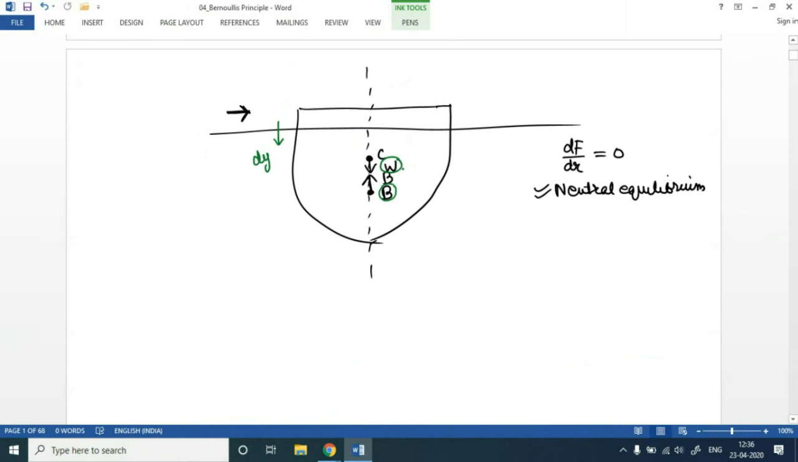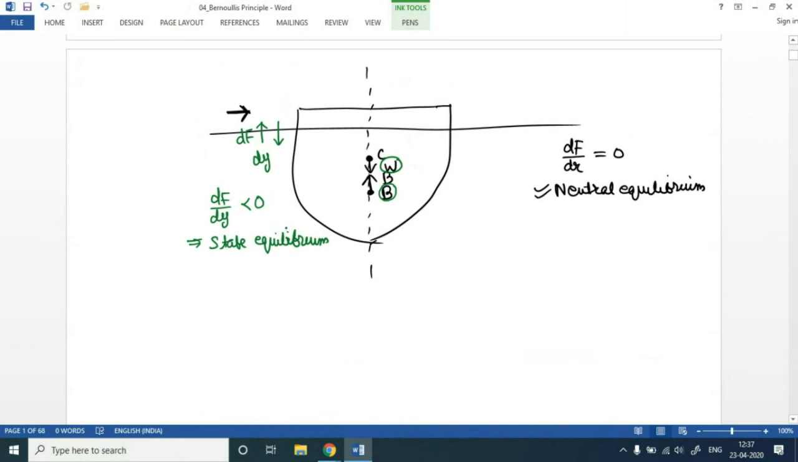So in that case, when buoyancy exceeds the weight, the net force on it is going to be in the vertically upward direction. So you can see that dF by dy is basically a negative quantity. So this suggests that it is a stable equilibrium, because the change in force acting over here is in the direction opposite to the displacement.